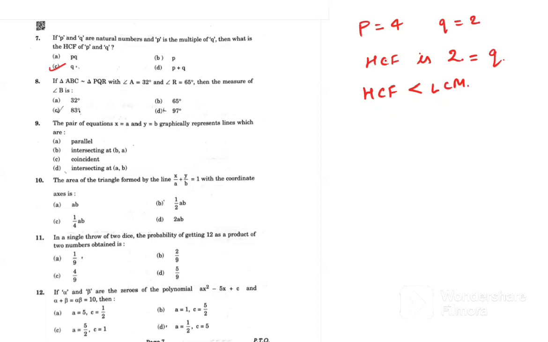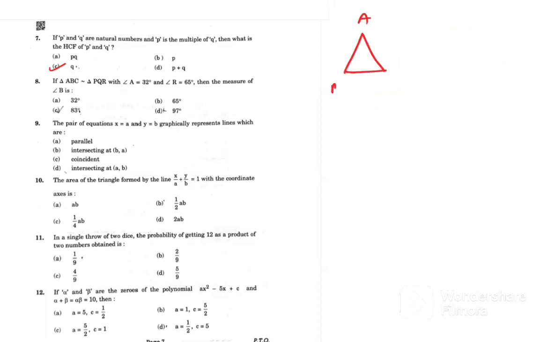Alright. Moving on to question number 8. It says, if triangle ABC is similar to triangle PQR and angle A. So let's quickly draw two triangles. It's given that triangle ABC is similar to triangle PQR, right? P, Q, and R. This is given to us. Now they are similar, that means angle A will be equal to angle P.